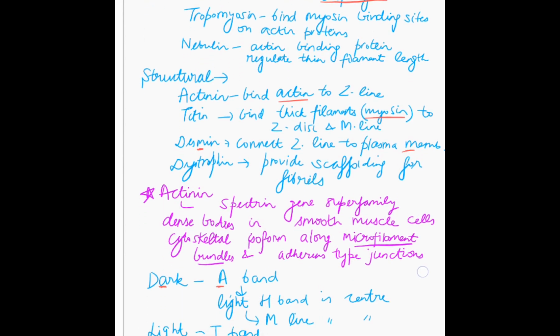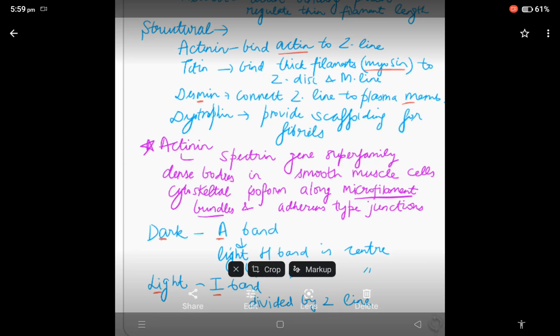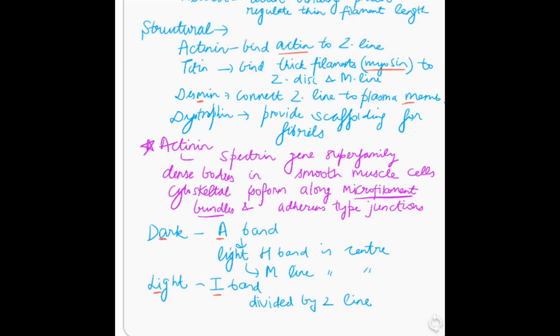Then another thing about actinin is it is of the spectrin gene superfamily and it composes dense bodies in the smooth muscle cells, the cytoskeletal isoform along the microfilament bundles and adherens type junctions. So it is involved in dense bodies and in adherens type junctions. Then we need to remember how the sarcomere is and what the bands are in it. Dark band is A band. Dark, A is coming, so dark band is A band, and in between we will have the light H band. We will be seeing it in the figure. Light H band in the center and M line in the center of it.